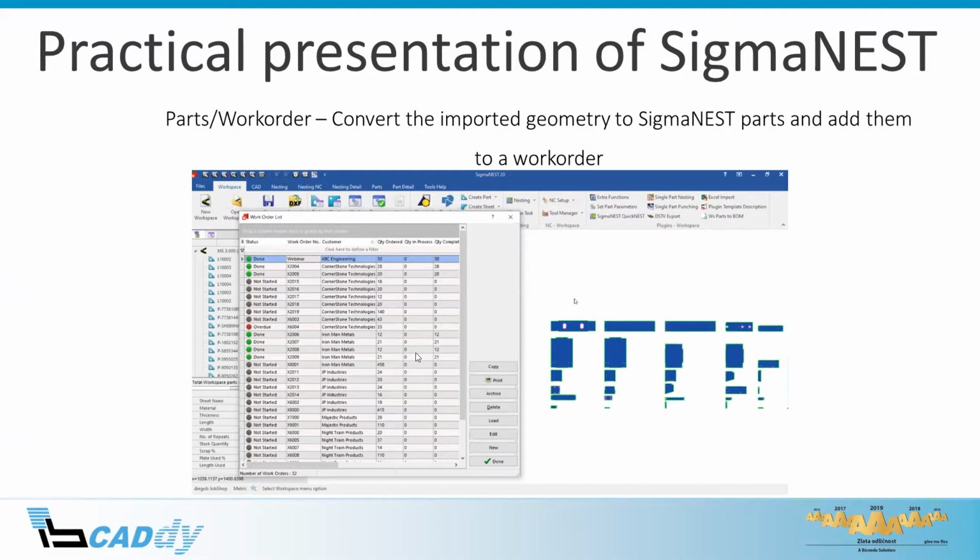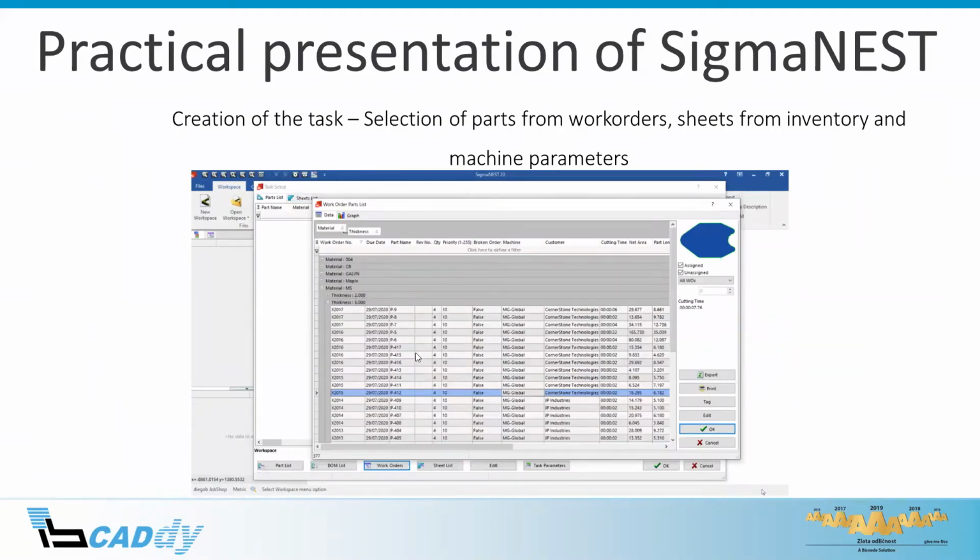When we have parts ready and assigned to work orders, we can start to create our task where we will set machine parameters, distance between parts, and assign sheets from our inventory.